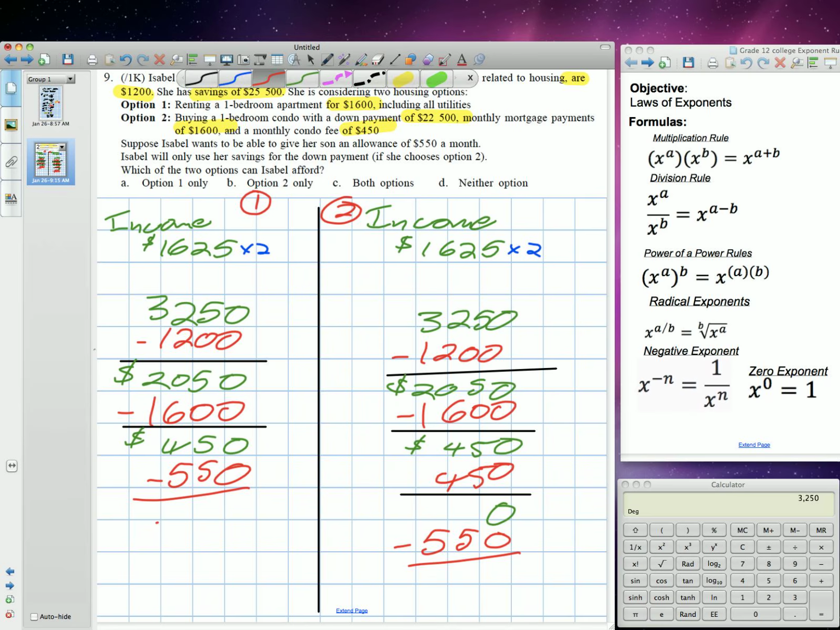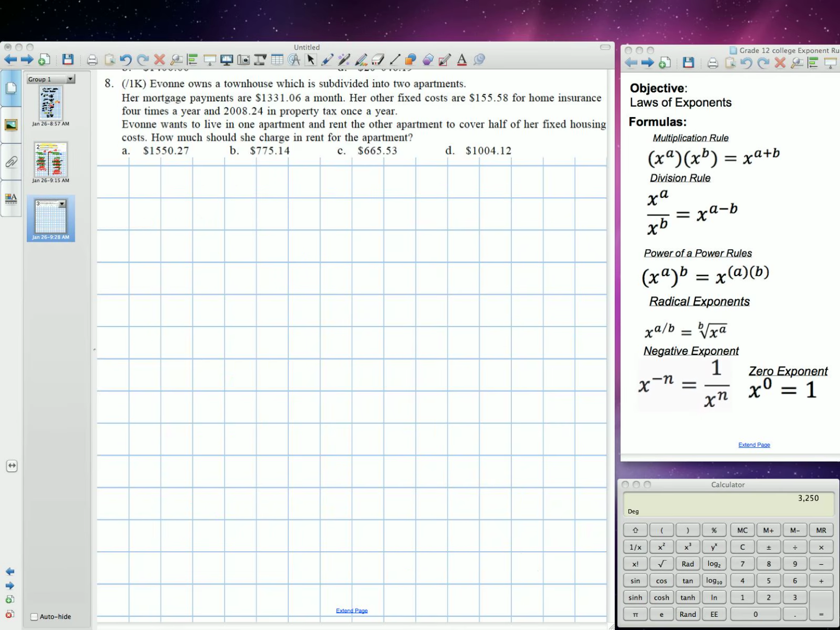So, in option 1, she'll now have negative $100 a month. And option 2, she'll have negative $550 a month. Can Isabel afford either of these options? No, she cannot afford either option. So, which option can Isabel afford? D, neither option.